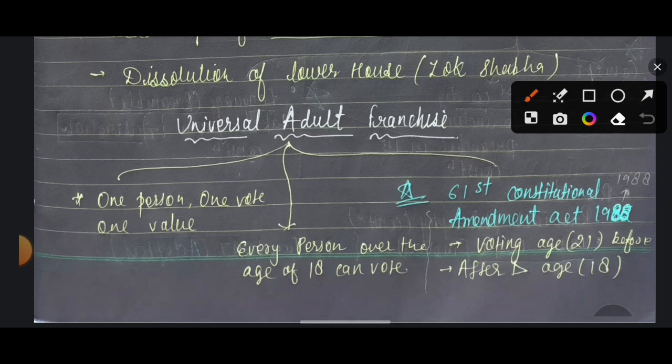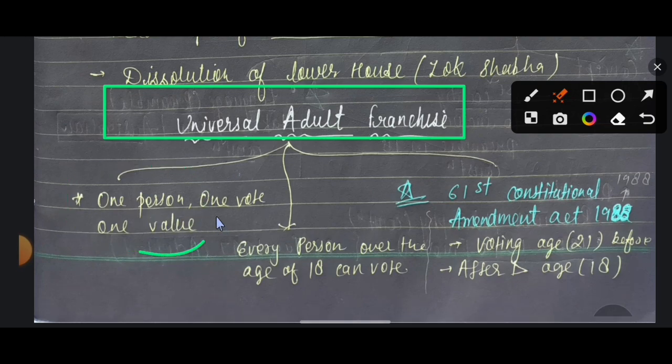Now let's study one more important feature of our Indian Constitution, that is universal adult franchise. This means that one person has one vote and one value, meaning the vote of every person is equal. A person who is 18 or over can vote. And by the 61st Constitutional Amendment Act of 1988, the voting age was changed from 21 to 18.